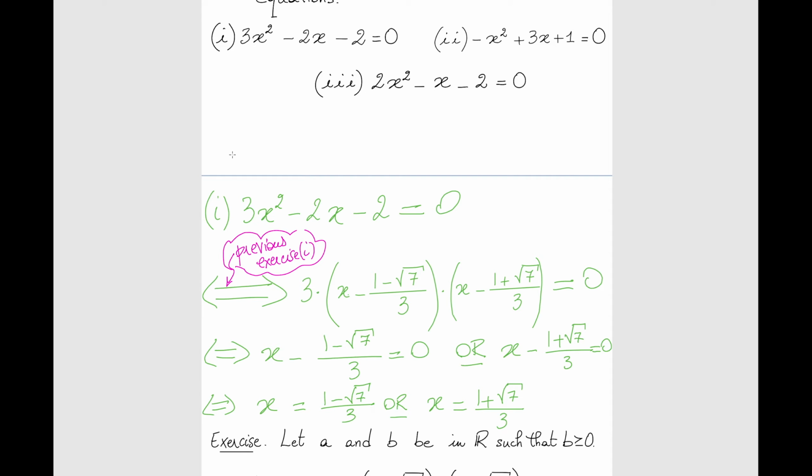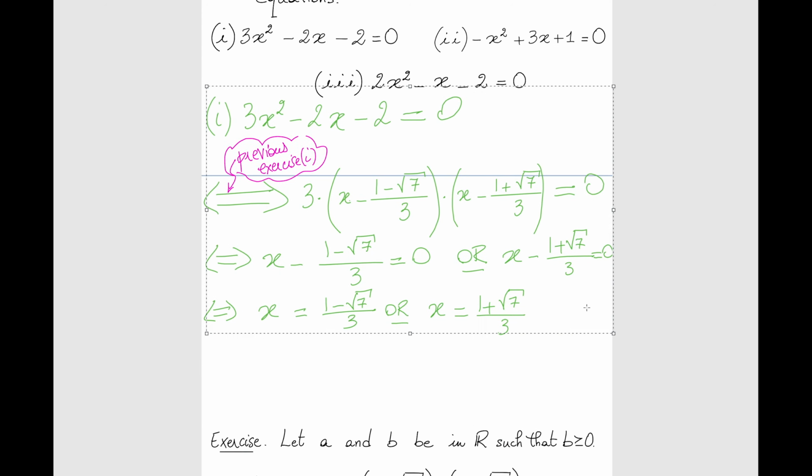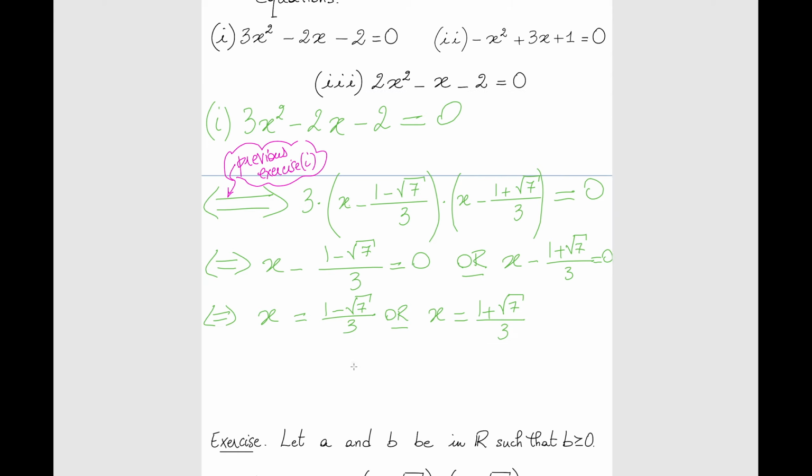So let me make some room here. Just shift this a little up. Okay, let me shift this here. So the solution set is simply the set consisting of those two guys, the M and the P. So 1 minus square root of 7 over 3 and 1 plus square root of 7 over 3.